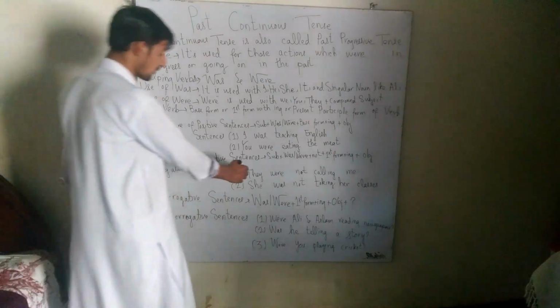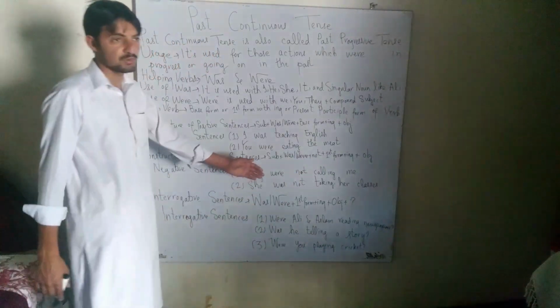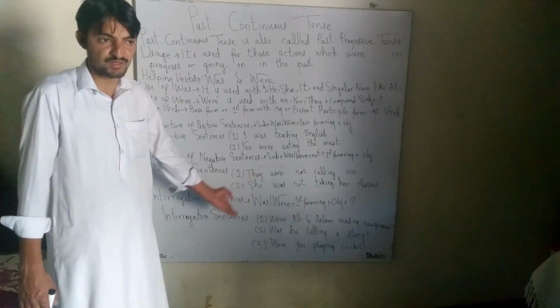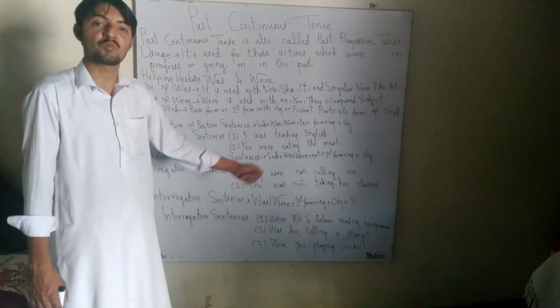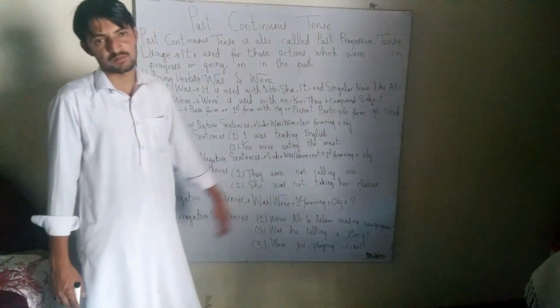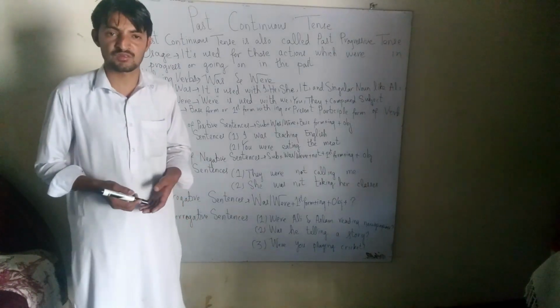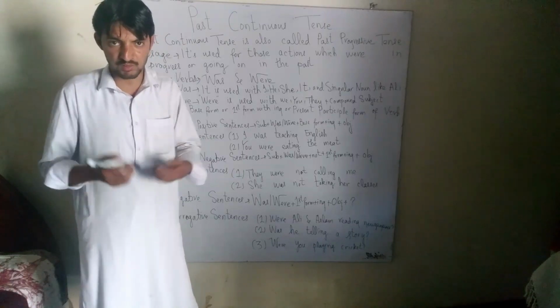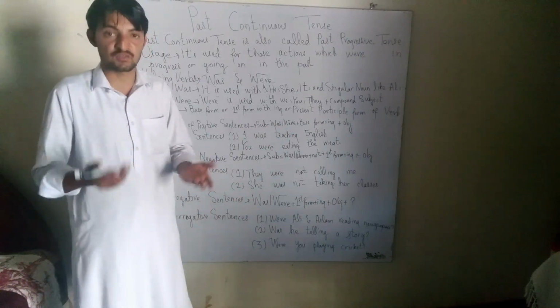The first sentence is: they were not calling me. We have used the word not because it's a negative sentence. For a sentence to be negative, it must include the word not. We have used the same structure and haven't changed anything, we have just added one word, not, for negation.